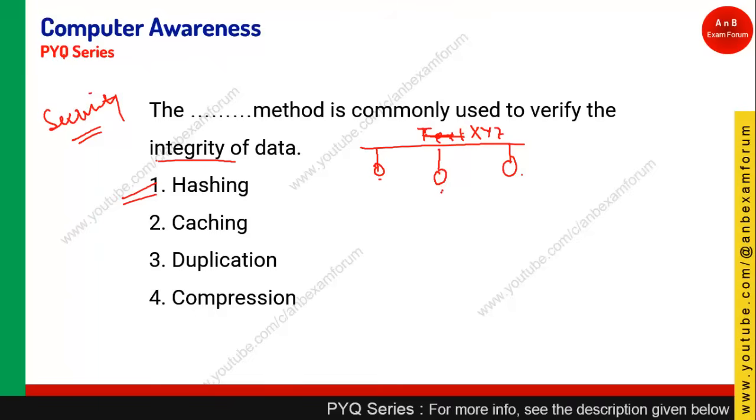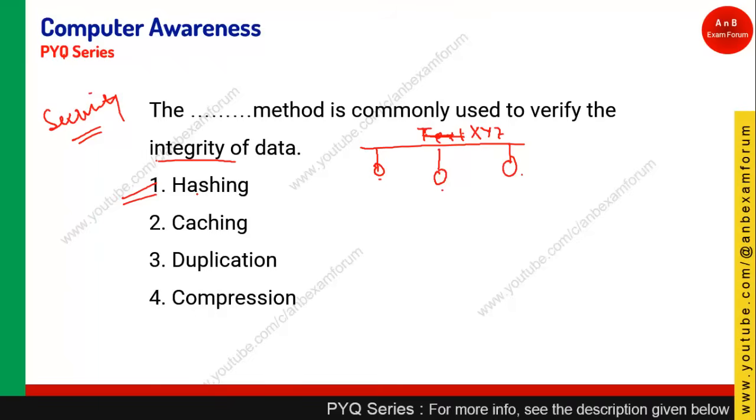Okay, all such scenarios we will discuss in the security class, where we will have one more class on security and discuss these techniques in more detail. The other options, if you see, are nowhere related to the security of the data. Duplication means you are copying the data. Caching means you are storing it for temporary purposes, whereas compression means you are reducing the size of the file, whereas hashing is used to verify the integrity of the data.